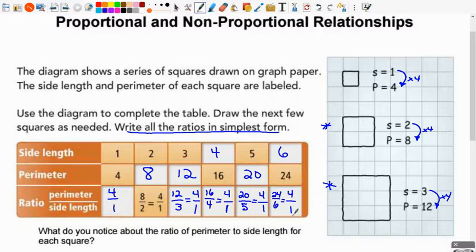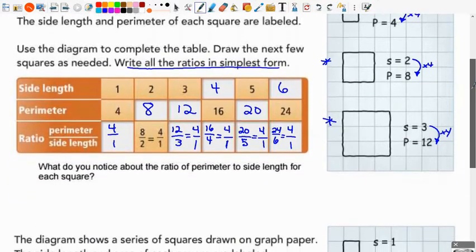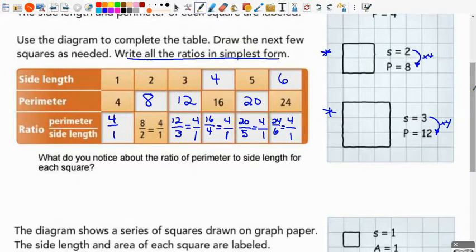And so underneath, they've asked us the question, what do you notice about the ratio of perimeter to side length for each square? Well, if I look at all of the ratios in this row here, they all were equal to 4 over 1. So let's write that in. All of the ratios are equivalent.